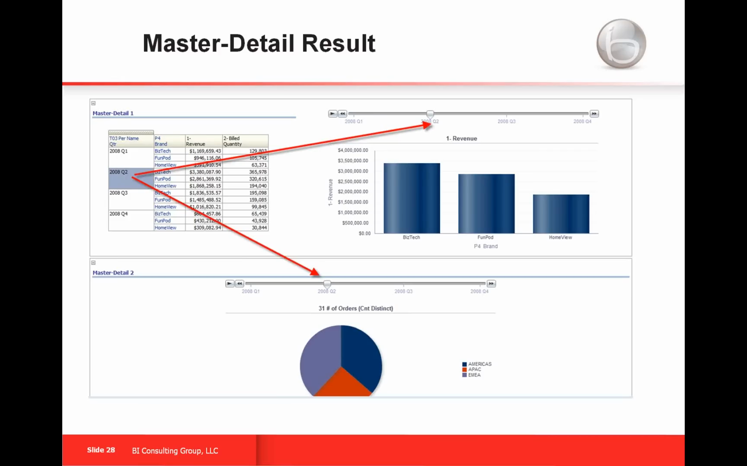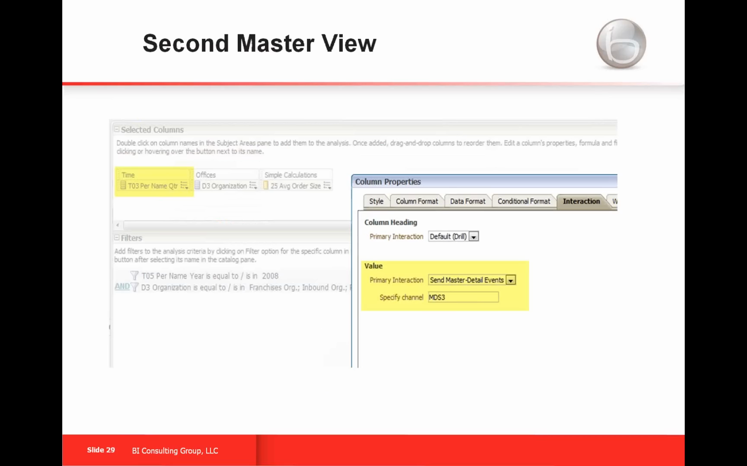So, that's easy enough. But let's go a little bit further now. Here we're going to create a totally new master view from everything else. Not even the same analysis, a totally new analysis with different filter criteria, again using the same time frame, again using the per name quarter. But now for this master view, I'm going to specify the channel MDS3. So it's going to send out its messages on a new channel.